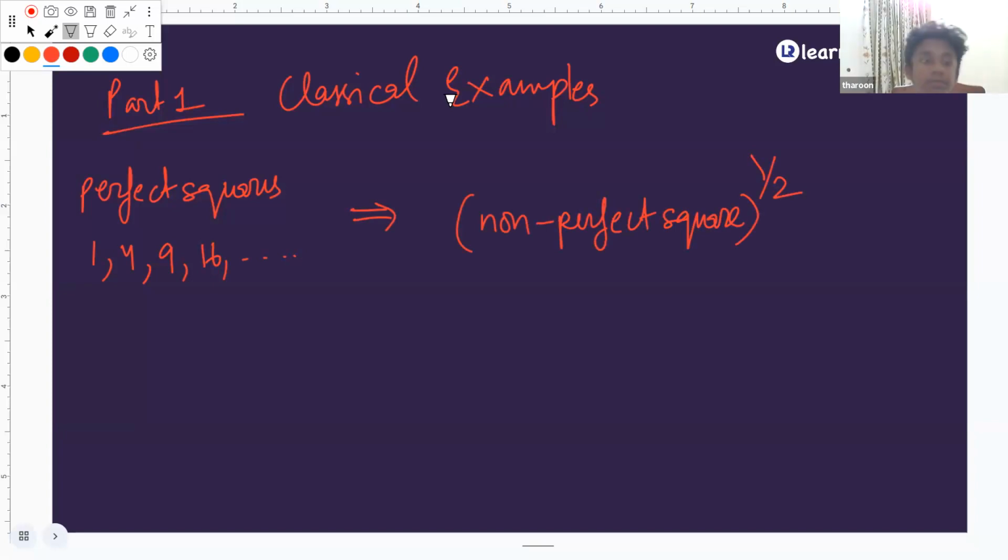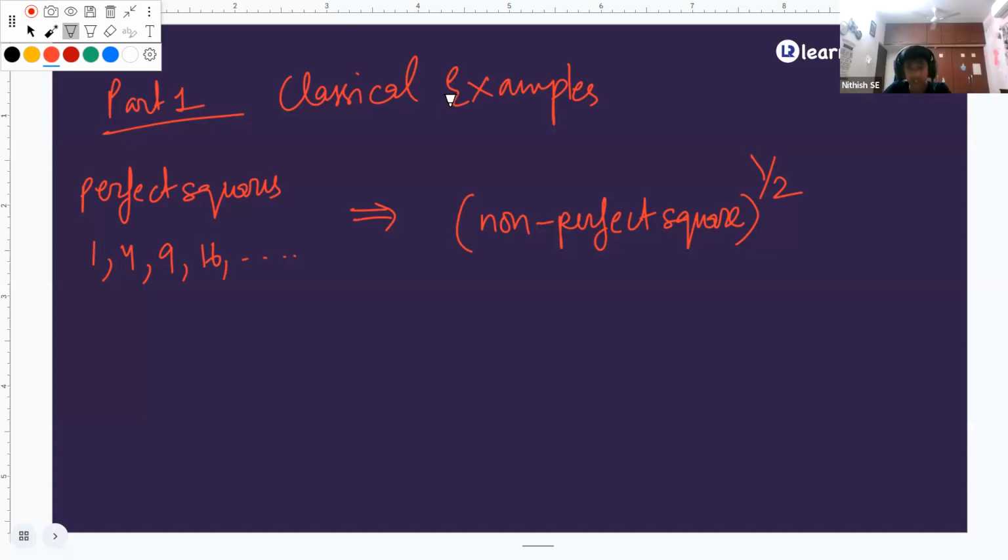So we are seeing some classical examples of irrational numbers, and how to generate some good examples. The plan is first you bring all the perfect squares 1, 4, 9, 16, 25 and so on. Then take any non-perfect square and take its root. For example, the square root of 3, of 5, of 6, of 7, of 10, like that.